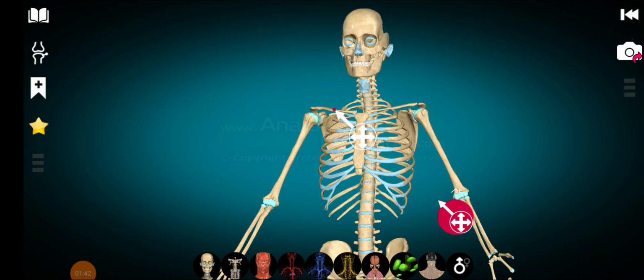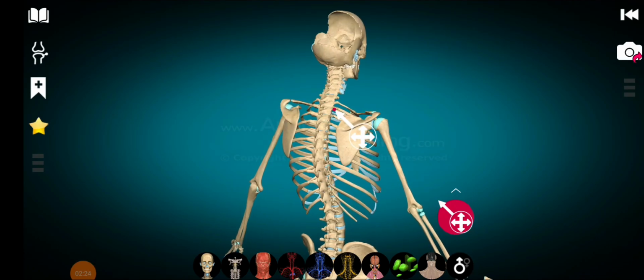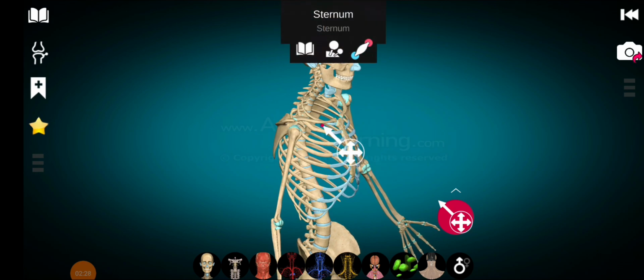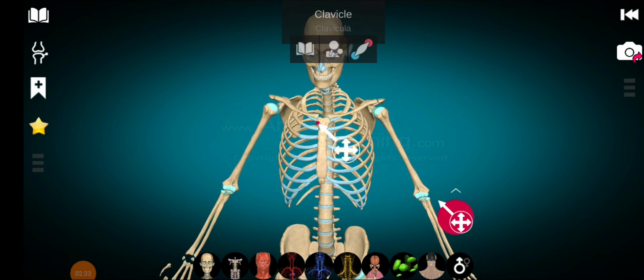As you all know, we have 206 bones in our body. Out of 206, there are 80 bones in our axial skeleton, and subtracting 80 from 206, it will be 126. So now we have 126 bones in our appendicular skeleton. Now, what are the bones that form the shoulder girdle? You can see over here, this is the scapula, and this is the clavicle. So the scapula and clavicle collectively form the shoulder girdle.